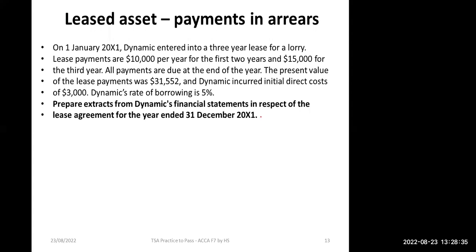So the asset will be debited, cash credited with the direct cost of 3,000. The lease obligation will be credited with the present value of the future cash flow, 31552. So it will be 34552.